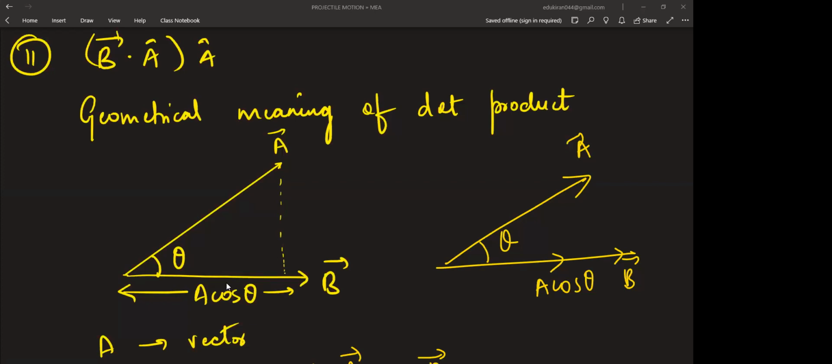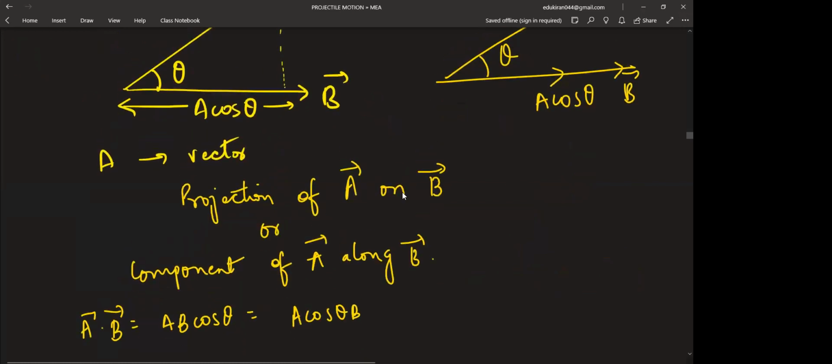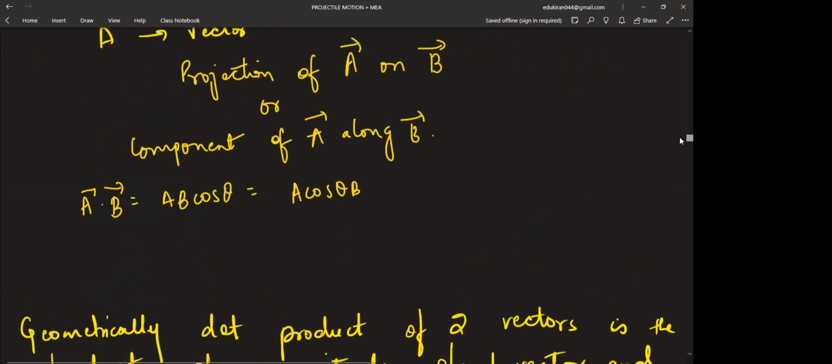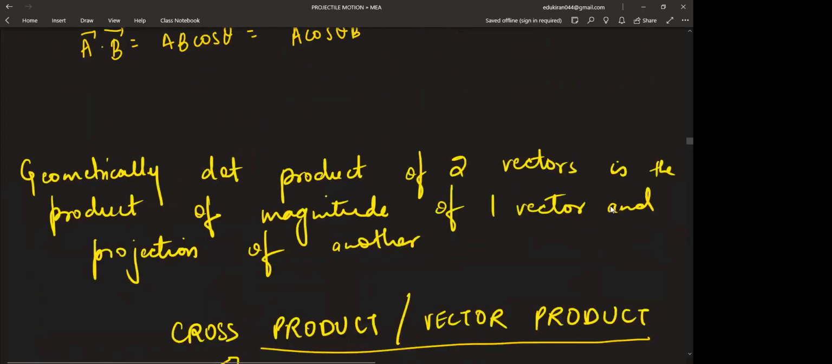So the geometrical meaning of a dot product means the component of vector A on B, that is A cos theta. If the theta was made here, then it would have been B cos theta, like this. So this is what we say, projection of A on B, component of A on B. So that's what your dot product is all about. Write down this portion also, class. And yes, same line here as well: the dot product of two vectors is the product of the magnitude of one vector and the projection of another.